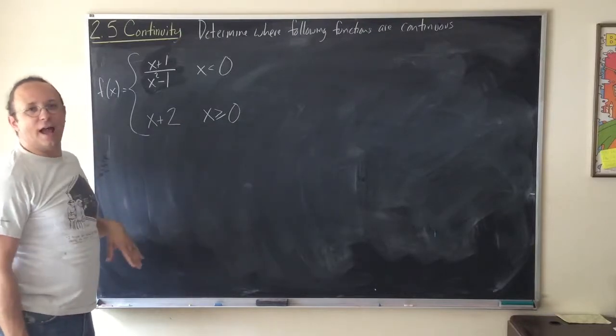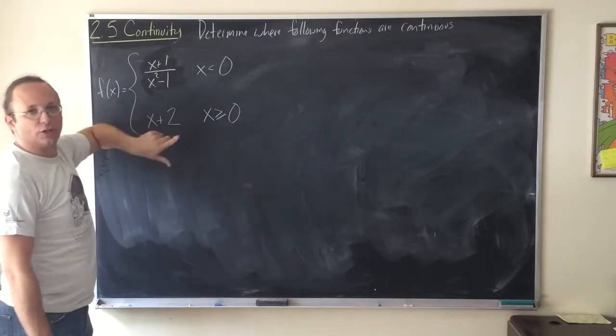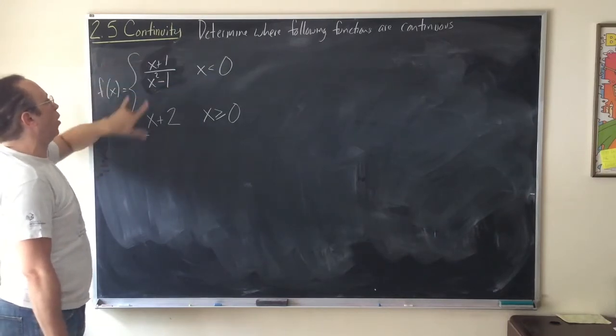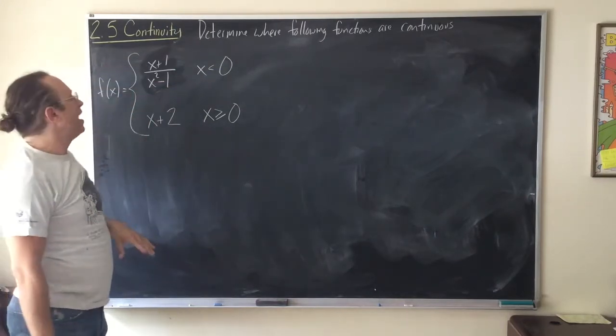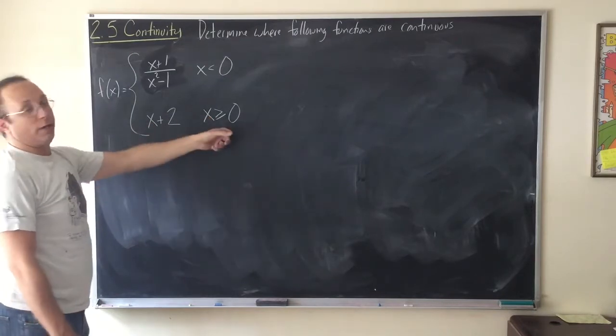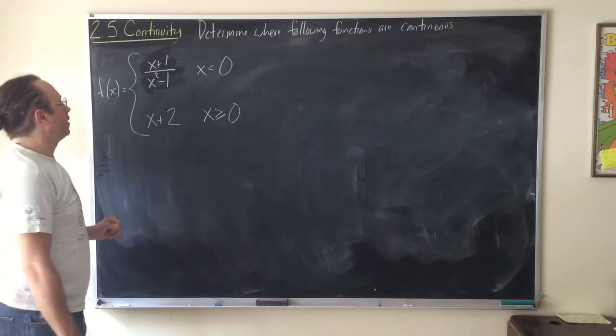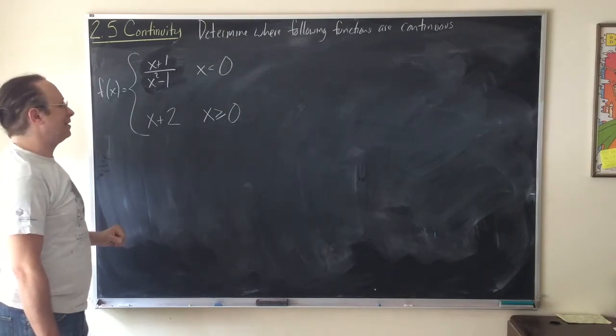So now I'd like to consider f of x given by a piecewise function. If x is less than 0, it's going to follow the rule (x + 1)/(x² − 1). If x is bigger than or equal to 0, it's going to follow the rule x + 2. And we want to figure out where this function is continuous.